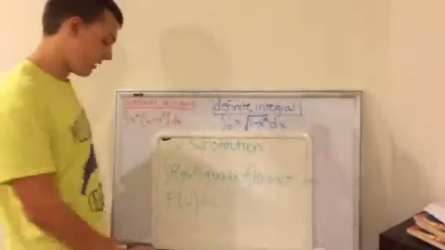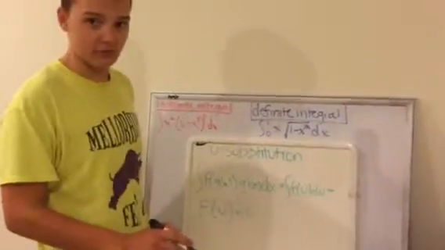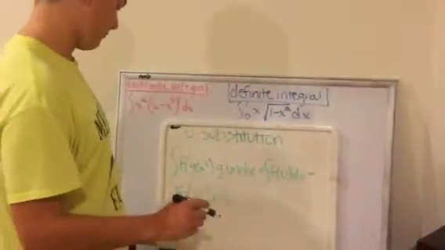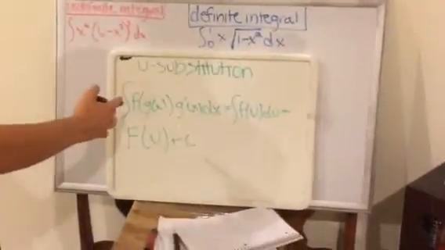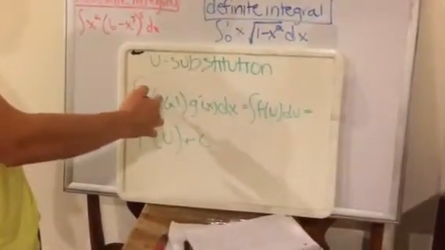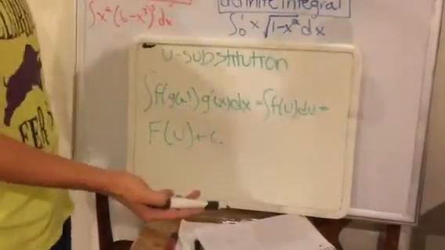This is 4.5 from the textbook, U substitution. U substitution is essentially the reverse chain rule for integrals. So in this integral, for example, you have the function within a function, g of x. So f of g of x, the composite function.